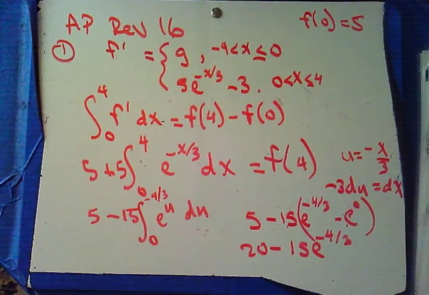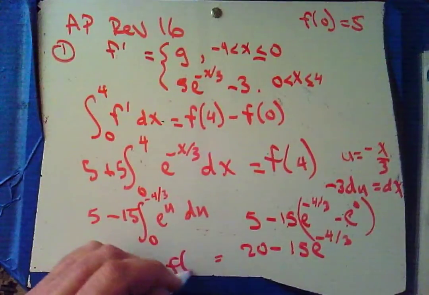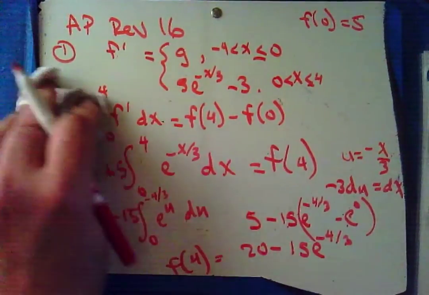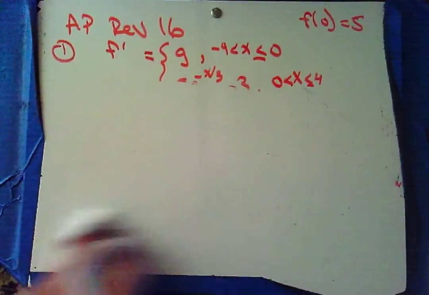Is this with calculator? It says without calculator. My notes seem to suggest it's with calculator. Okay, so that's what I've got as my answer to number 1. Maybe I'll go back and look this one up, see if we're supposed to use a calculator or not. Clearly we can do the work without a calculator. That's f of 4.